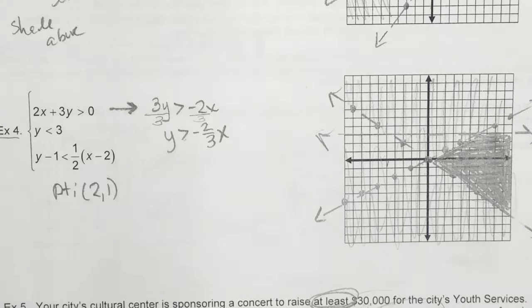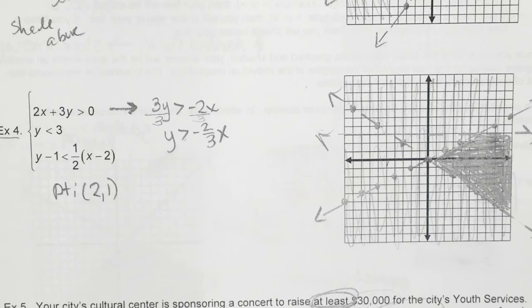There it is. That's what you should have. So it should be this region right over here, okay? So the top one you had to convert. Y is greater than negative 2/3 x. 0, 0, down 2, right 3, all that good stuff. Greater than, so it's above that line.